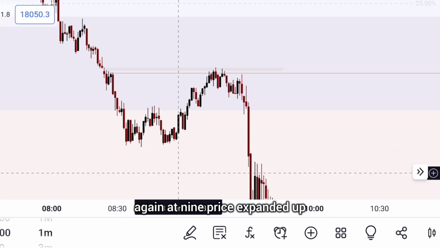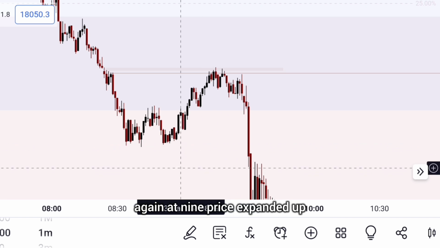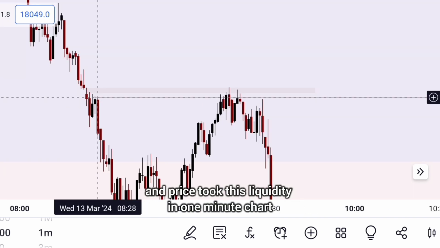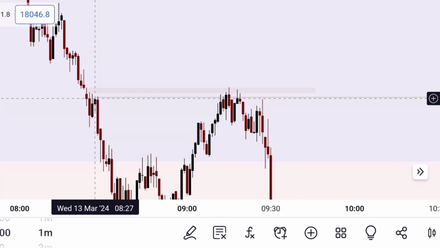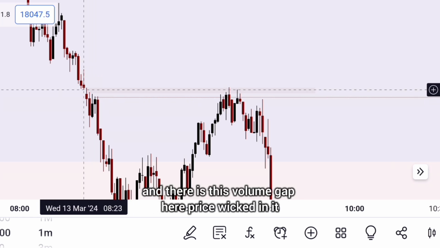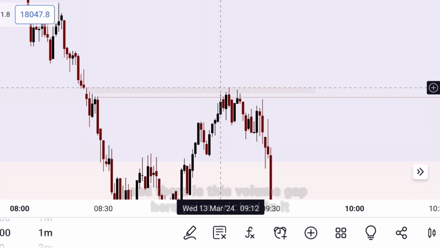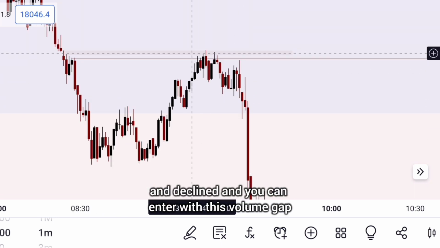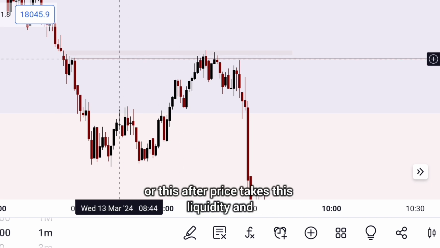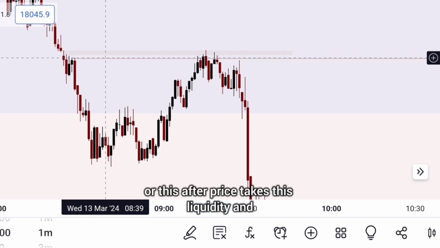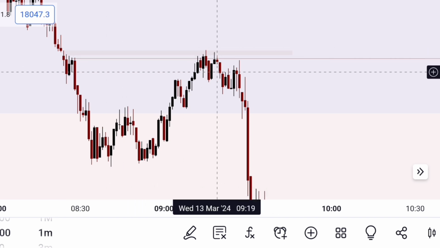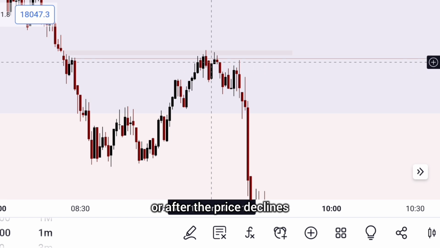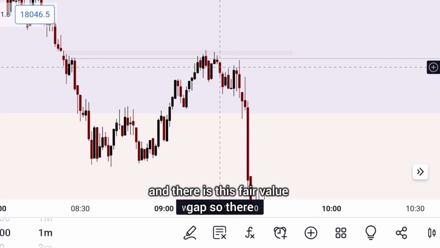Again at 9, price expanded up and price took this liquidity in the 1 minute chart, and there is this volume gap here, price wicked in it and declined, and you can enter with this volume gap or after price takes this liquidity, and or after the price declines and there is this fair value gap.